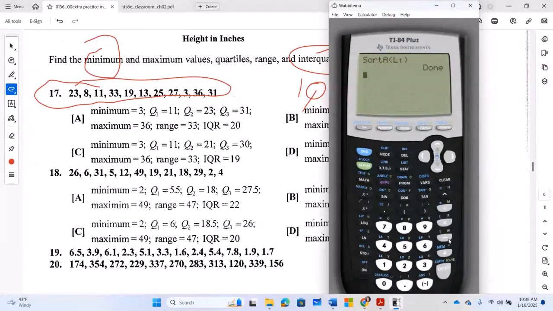So the next thing now is to do the calculation. So I'll go back to STAT and this time arrow to calc and do one variable stats.